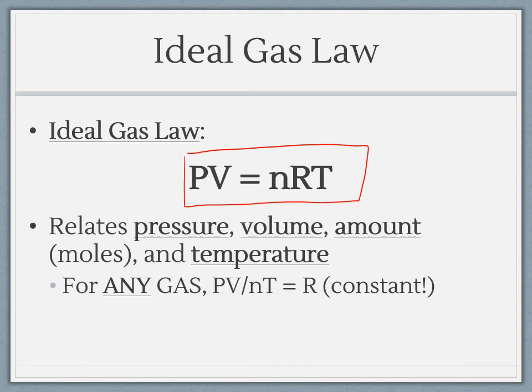PV equals nRT. So it relates all four of our variables at the same time: pressure, volume, amount, which is in moles, and temperature. The ideal gas law works for any gas, and where it came from is the fact that whenever pressure times volume is divided by amount times temperature, you are always going to get this constant R. So R is our ideal gas constant. That number never changes. The only way it will change is if it's expressed in a different unit, but it is still the same amount, okay?